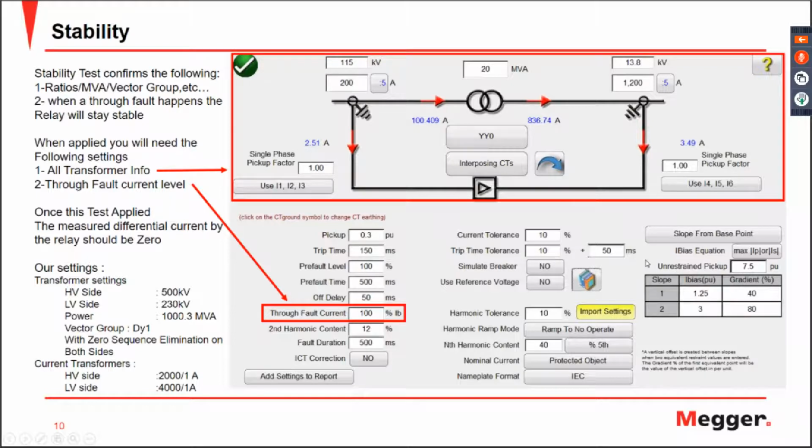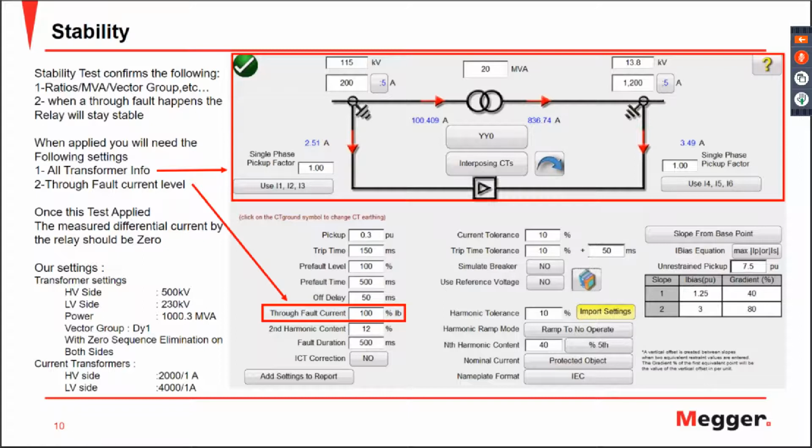The stabilization test basically confirms for me the following things: that my ratios and my mismatching factors and my vector group inside my transformer protection relay is set correctly. So when I inject a through fault or a fault outside my zone, the differential current should be equal to 0. And that's what we will do.